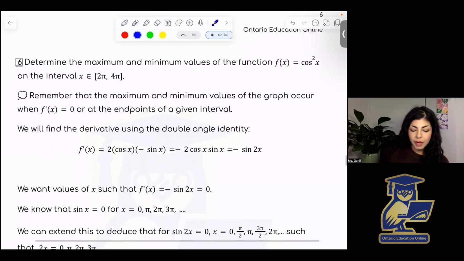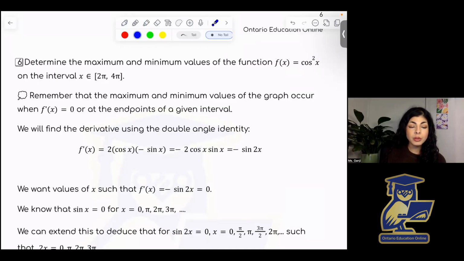So first we find the derivative. So this is just 2 cosine of x because this is the power function, and then the derivative of cosine of x is just negative sine of x. So this is negative 2 cosine of x times sine of x. But this was one of our properties that we saw at the beginning, which is equal to negative sine 2x.